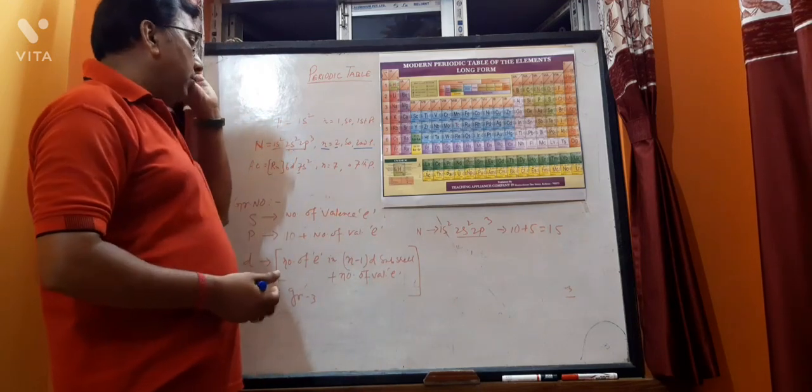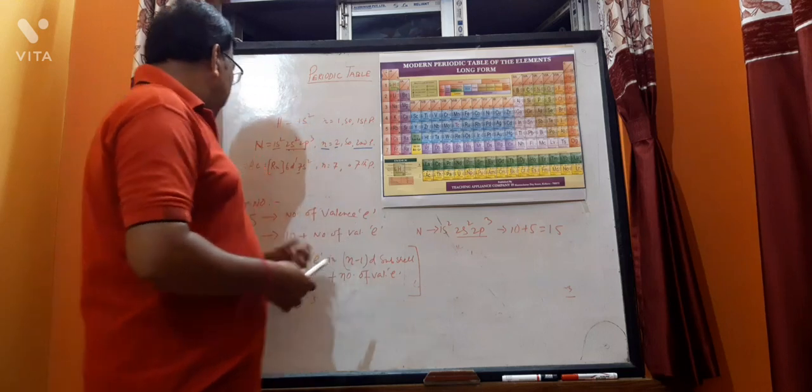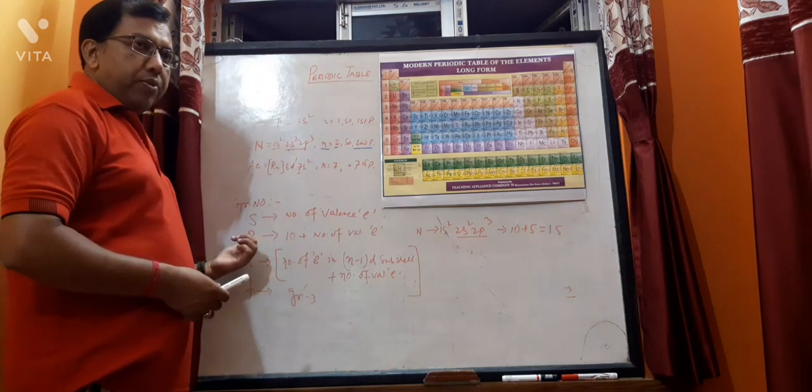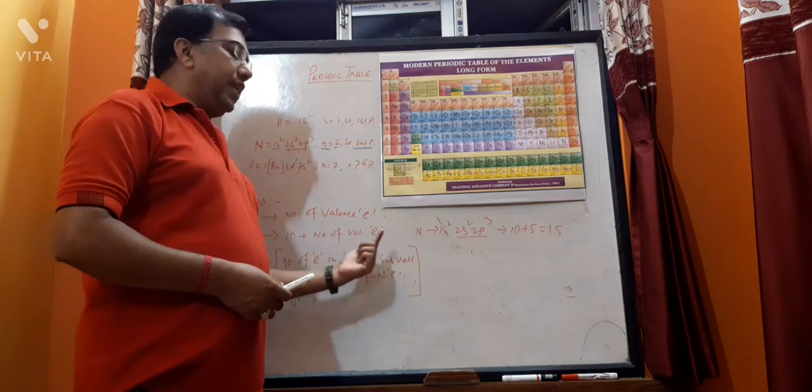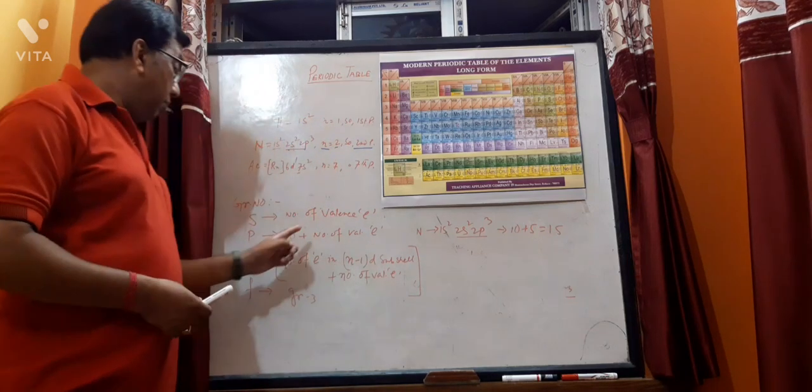Clear? And in case of p block elements, the group number is 10 plus the number of valence electrons. You should remember this.